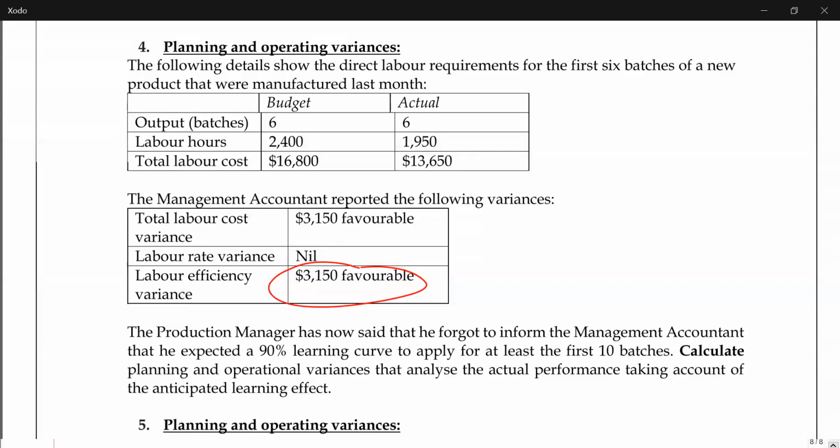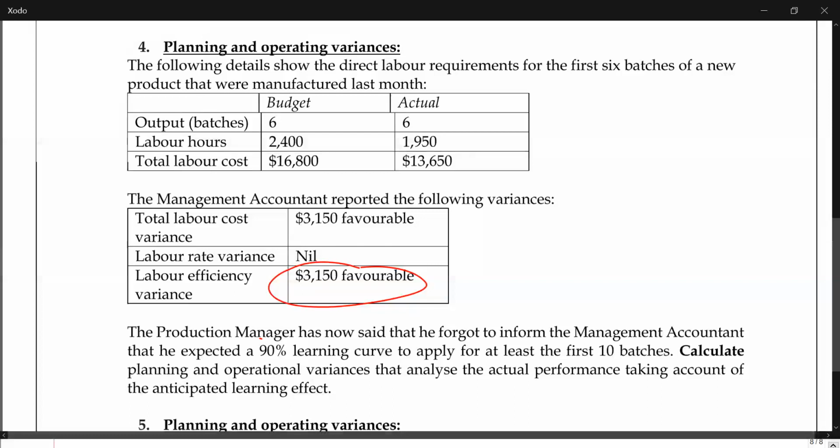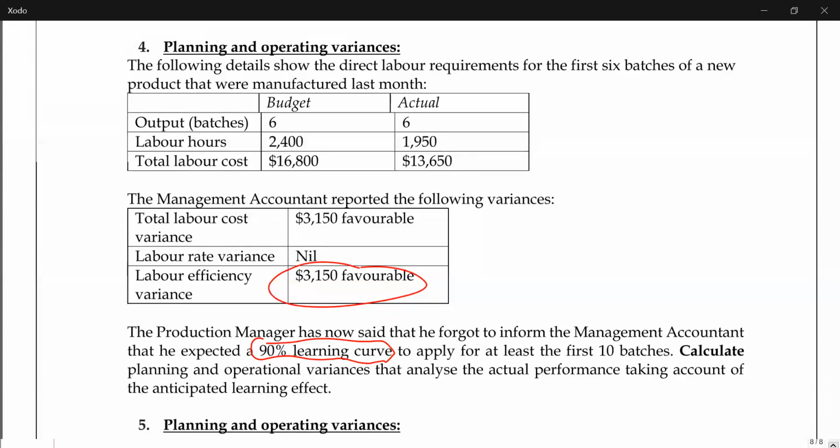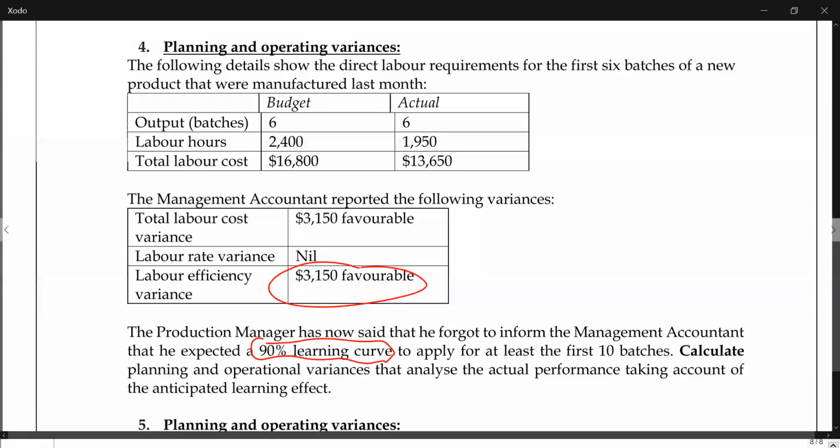Now the production manager said that I had a 90% learning curve. Now taking 90% learning curve into consideration, we will calculate the standard time. That standard time is called the actual time for the purpose of planning variance, because there is an original budget, there is going to be a revised budget, and there is going to be an actual. So I will need something like this: revised budget, which is 6, the time which you calculate, 6 and the time which you are going to calculate now.